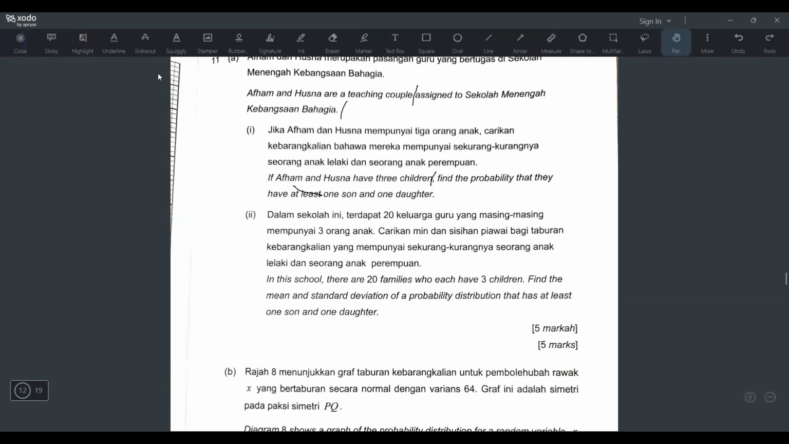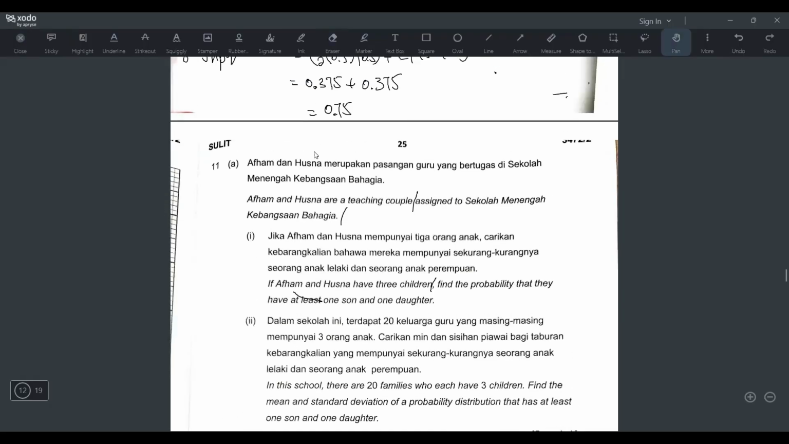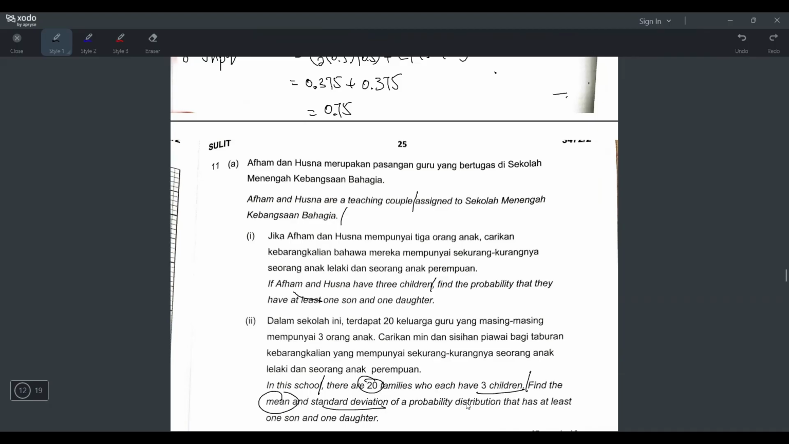Okay, let's read the question first. Okay, not B, I mean A2. A2 says what? In this school, there are 20 families who each have 3 children. So each family has 3 children and there are 20 families. Find the mean and standard deviation of the probability distribution that has at least one son, one daughter.